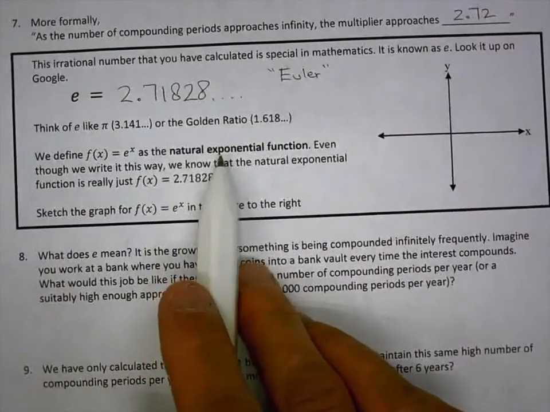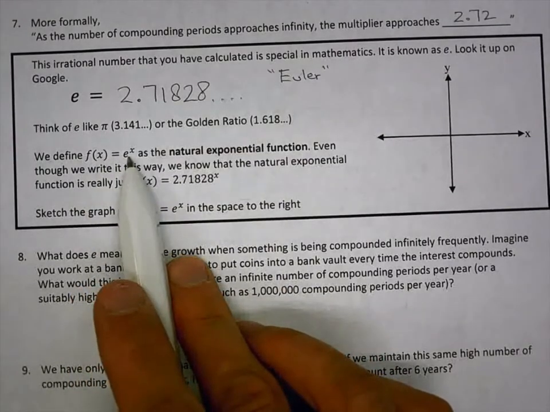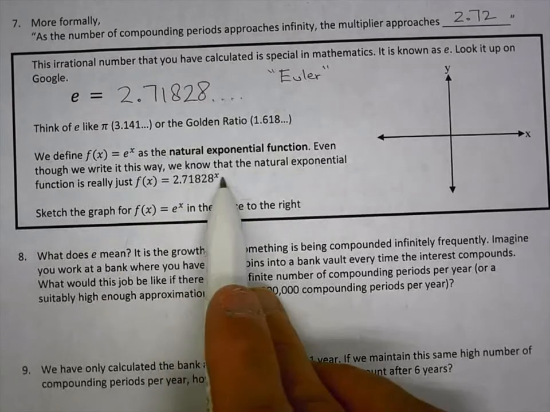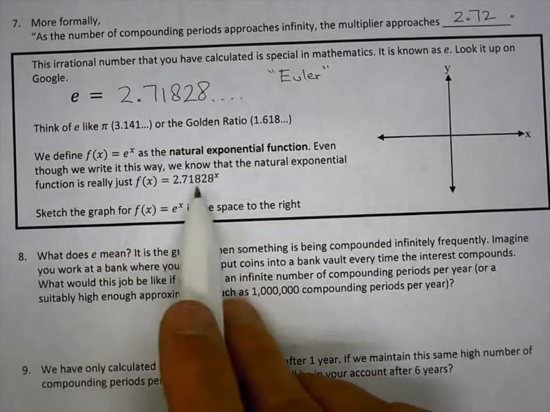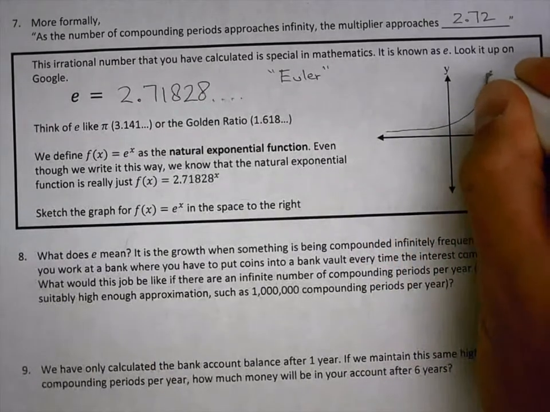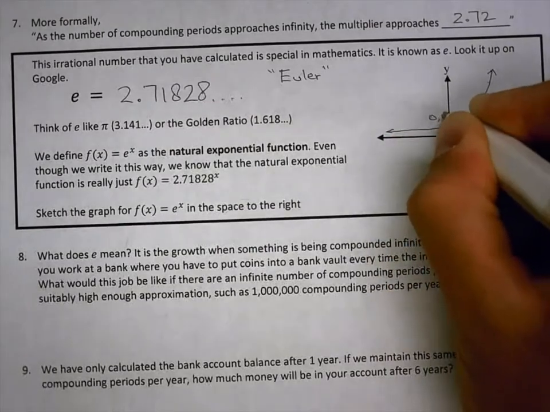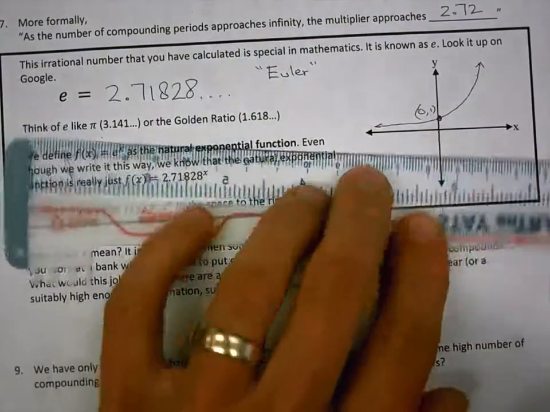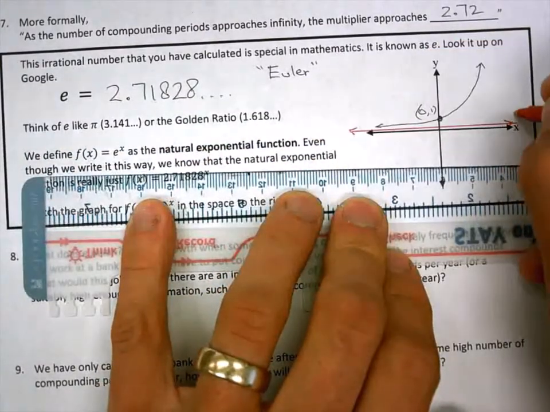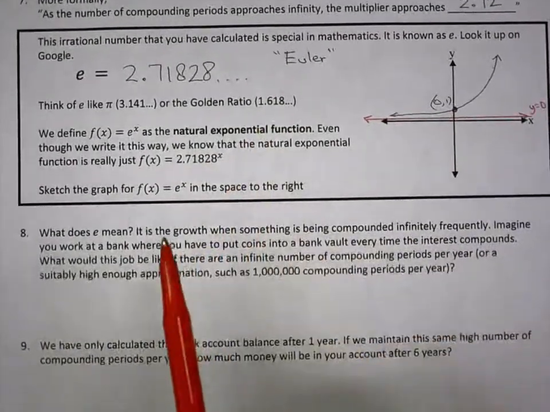We define the natural exponential function as an exponential function of e to the power of x. So in this case, 2.72 to the power of x. It's going to look like this, just like any other exponential function. This is (0, 1). There's an asymptote. So this is just an exponential function, but it's special because it's the natural exponential function.